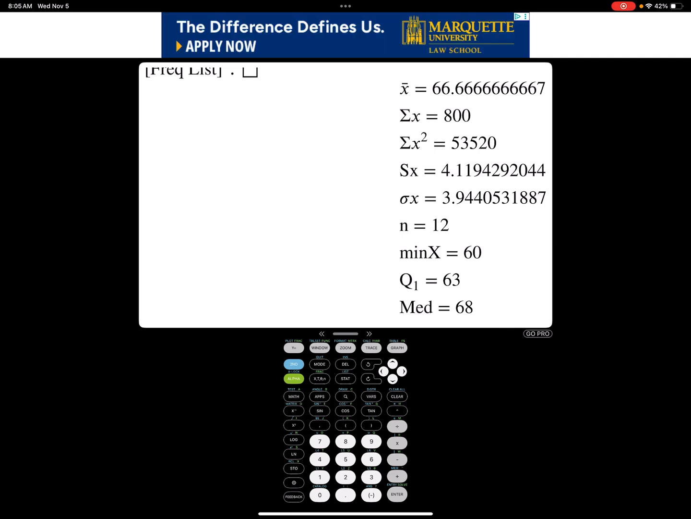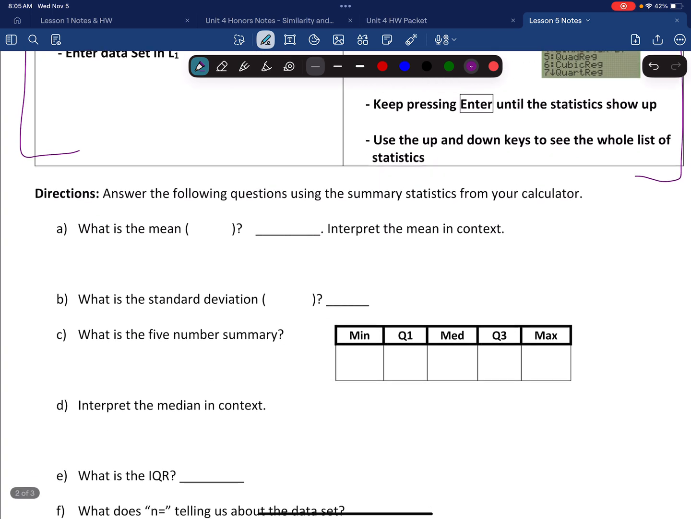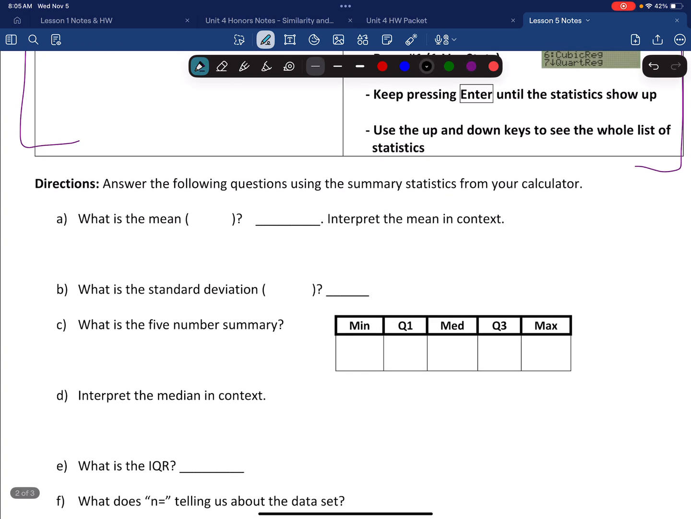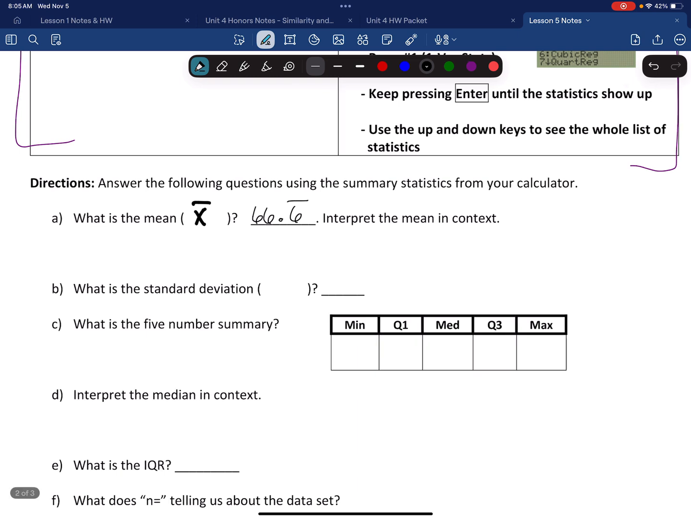On our list here, we are going to first look for the mean, which is that first number, and it has this symbol called x-bar. So the mean is 66.6 repeating. And to interpret that, remember mean is our average. So we would say the average height is 66.6 inches.